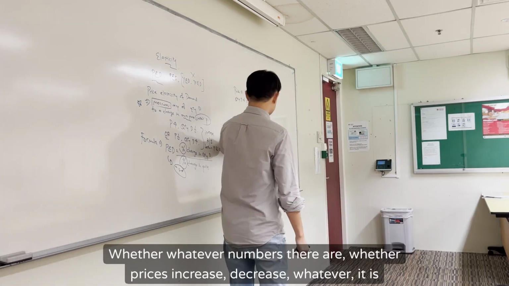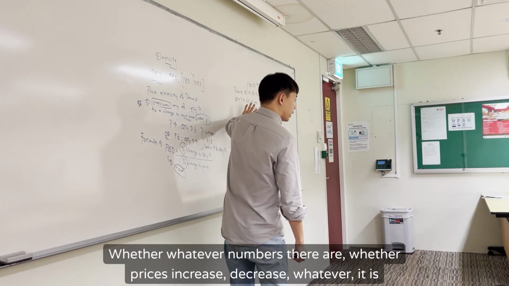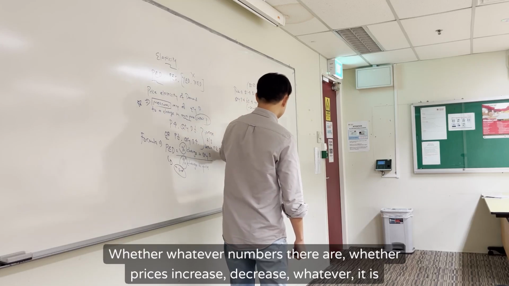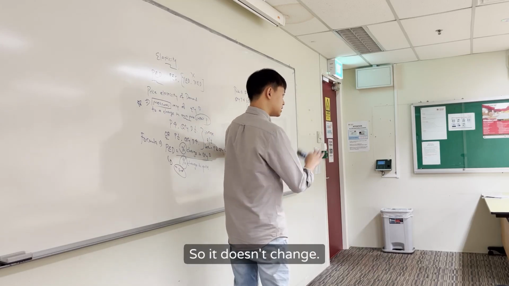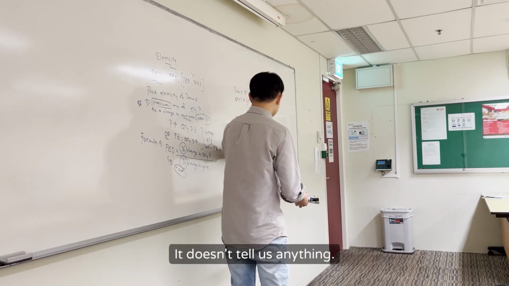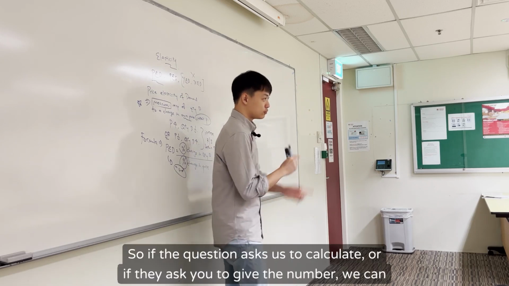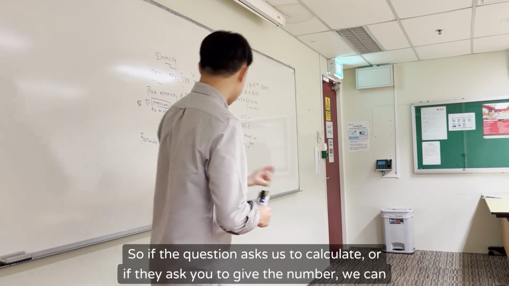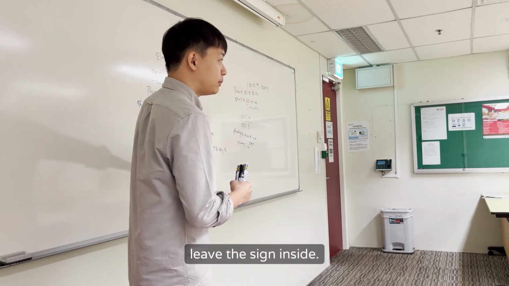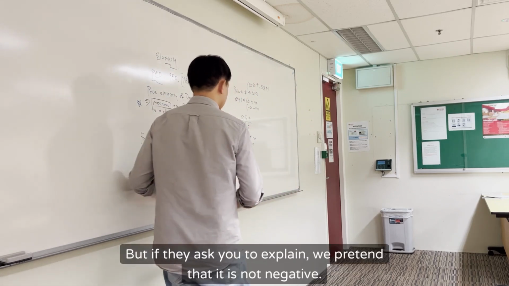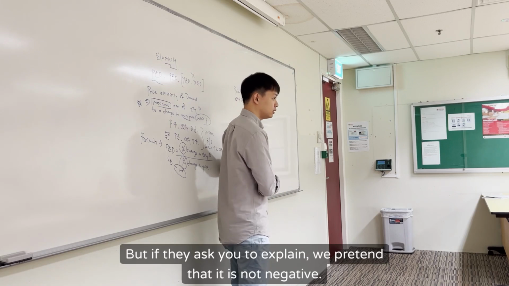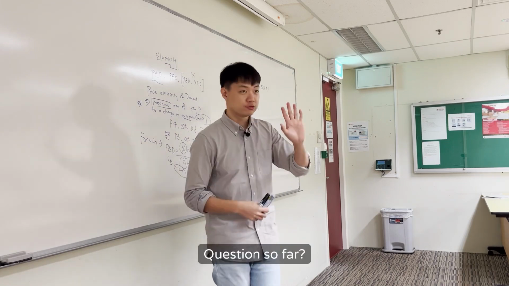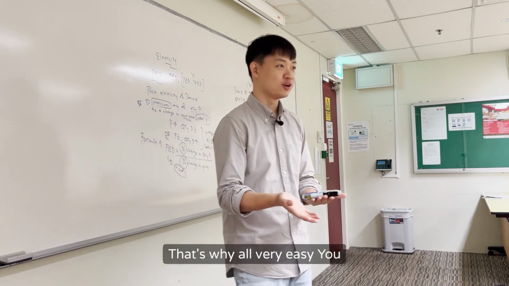Same thing here: whatever the numbers are, whether prices increase or decrease, it is always negative. So it doesn't change, it doesn't tell us anything, and we will ignore the sign. If the question asks us to calculate, or to give the number, we can leave the sign inside. But if they ask you to explain, we pretend that it is not negative. Any questions so far? That's why it's all very easy.